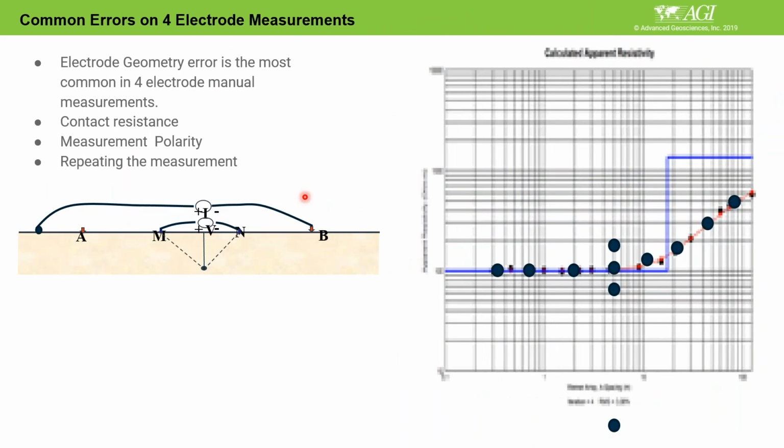Okay, what are the common errors in electrode measurement? And I have seen many times the most common error is the geometry error. But you never realize this geometry error in the field. Because sometimes, even if it is a short distance, I have seen this error.